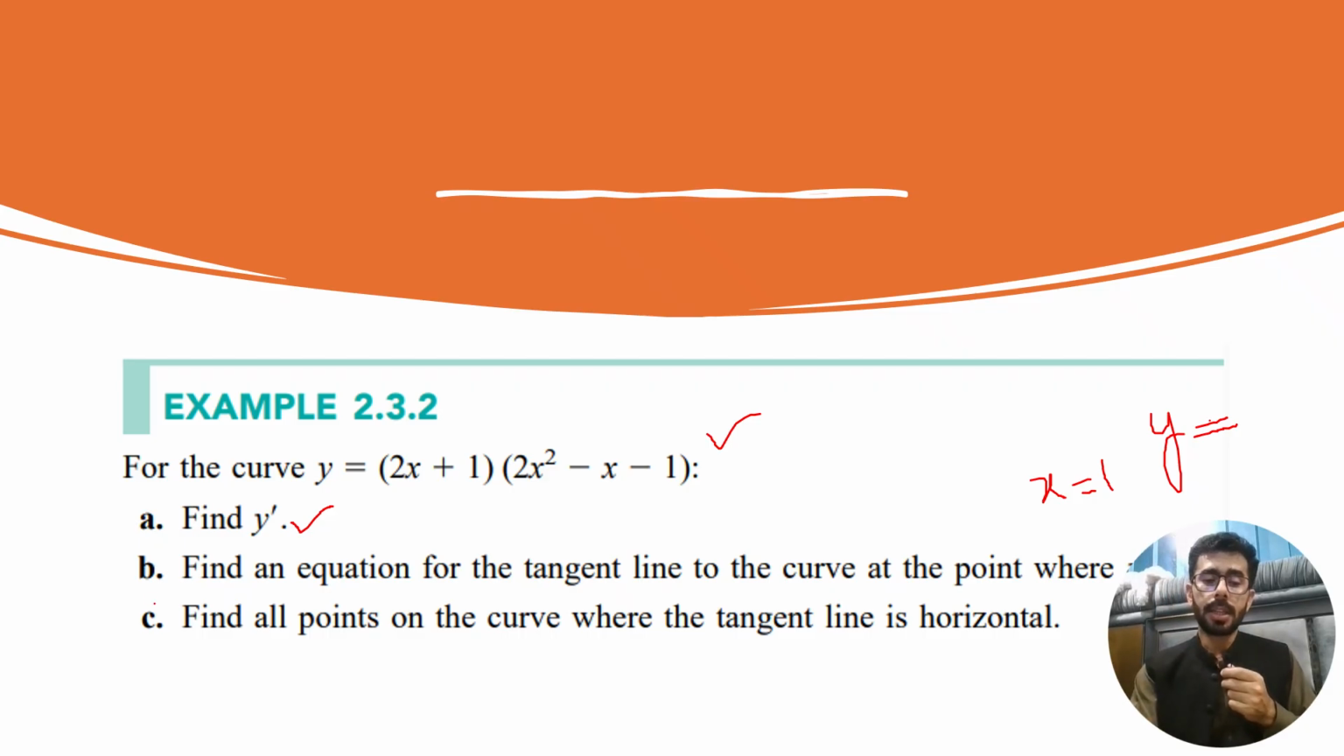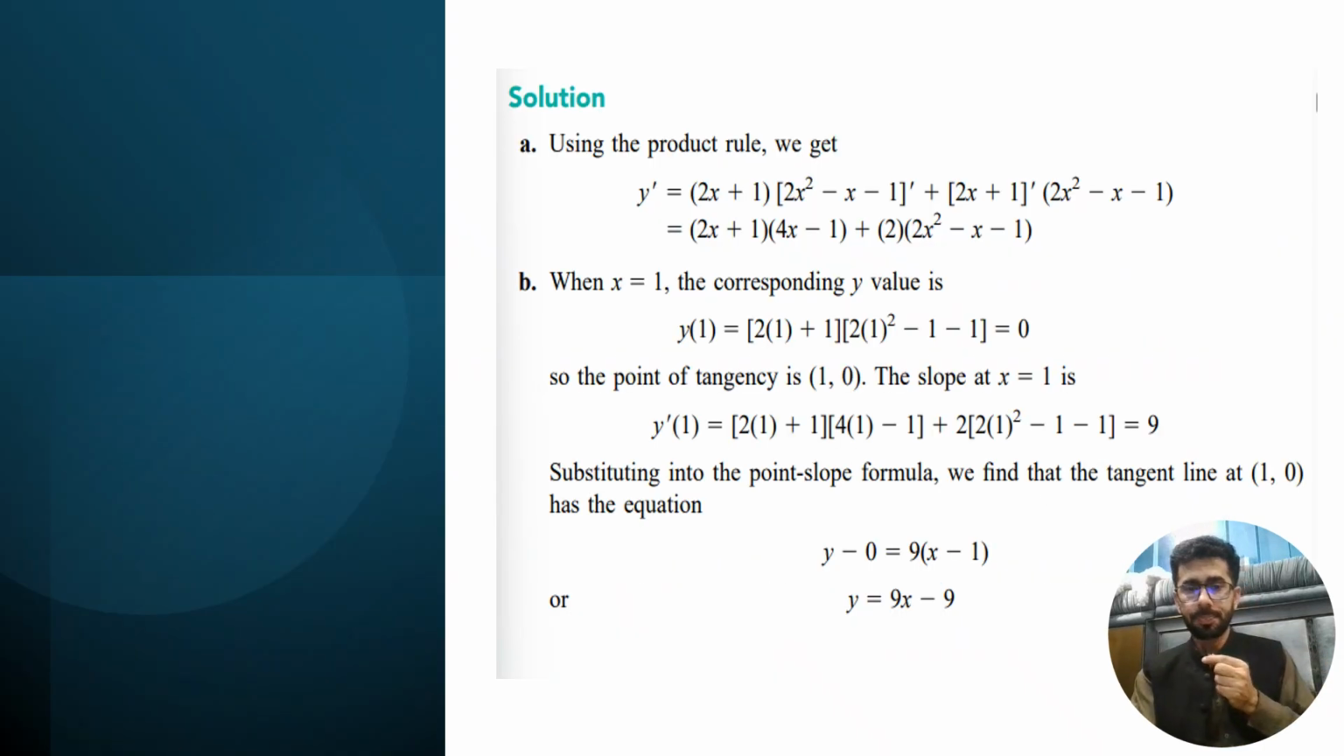C part is asking that find all such points on which the tangent line becomes horizontal. So tangent line is horizontal when its slope is 0. So we'll calculate the derivative and put that derivative equal to 0. If derivative is equal to 0, we know that derivative represents the slope of the tangent line. If the slope of our tangent line is 0, that means it is horizontal. Let's see how it does.